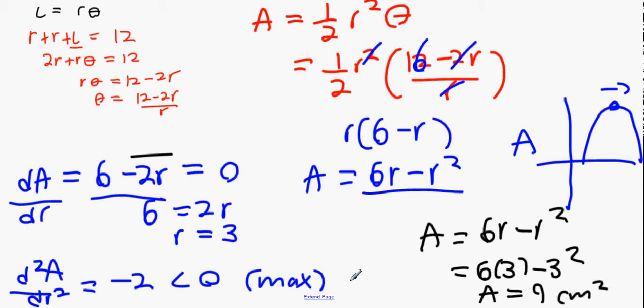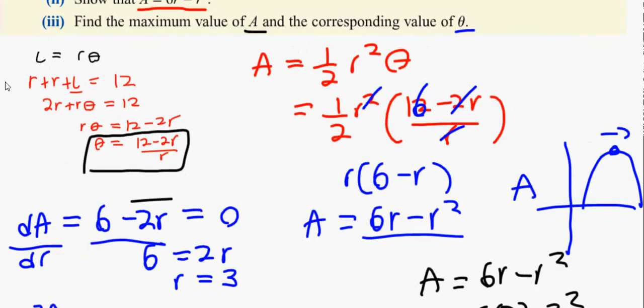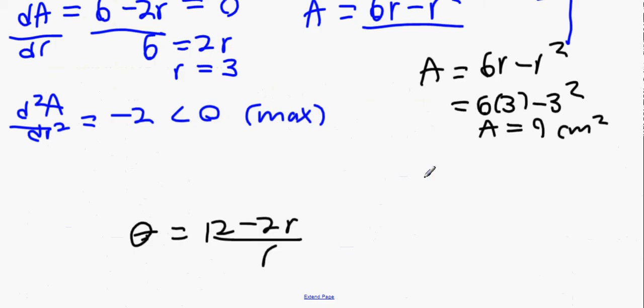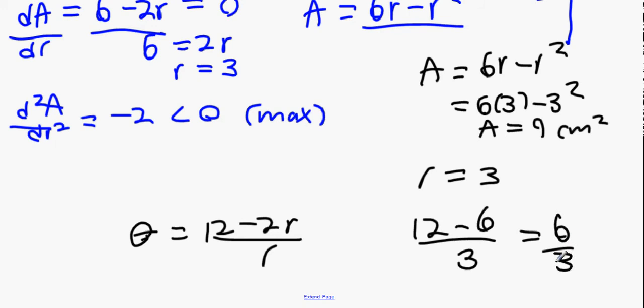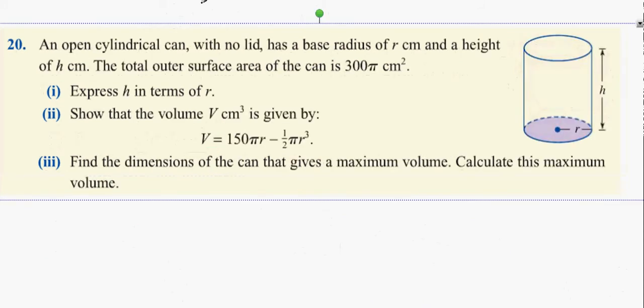Now I have to find out what theta is. The formula for theta is 12 minus 2r all over r. R is equal to 3. So it's going to be 12 minus 2 times 3, which is 6, all over 3, which is 6 divided by 3 equals 2. Theta equals 2 radians. Okay, that's that question answered. Moving on to number 20.